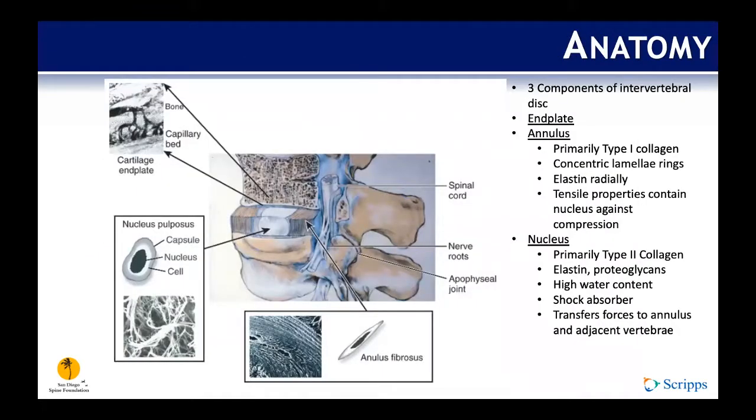And so as we're talking to Mr. Jones, I pick up my model and start describing the anatomy of what I think is going on. And we get into the fact that within the intervertebral disc unit, there are 3 components: the end plate, the annulus, which is primarily type 1 collagen and has tensile properties to contain the nucleus, whereas the nucleus, which is type 2 collagen, is a shock absorber with high water content. Its design is to transfer forces to the adjacent components, namely the annulus and the vertebrae.